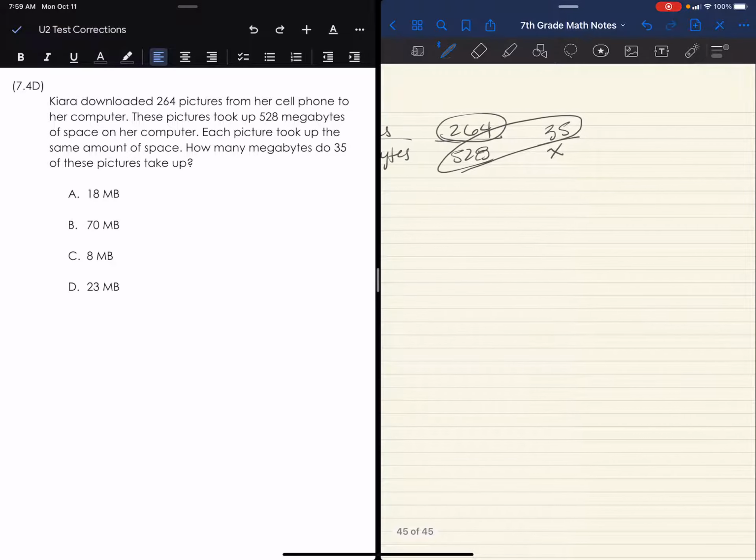So I will work out 528 times 35. 8 times 5 is 40. 2 times 5 is 10 plus 4 is 14. 2 times 5 is 10, plus 4 is 14. 8 times 3 is 24. Carry the 2. 2 times 3 is 6 plus 2 is 8. 5 times 3 is 15. Yep, I'm right. Now I'm adding: 6 is 14, that's 8. All right, so 18,480 divided by 264.